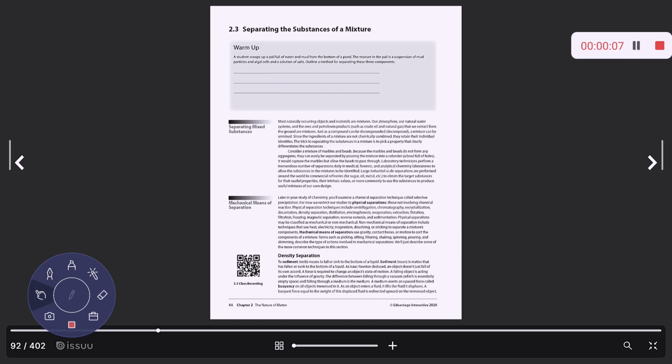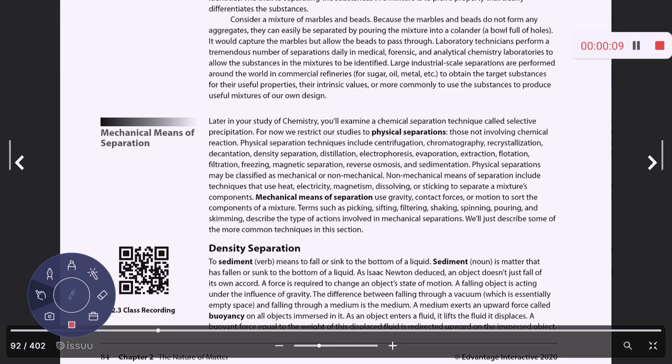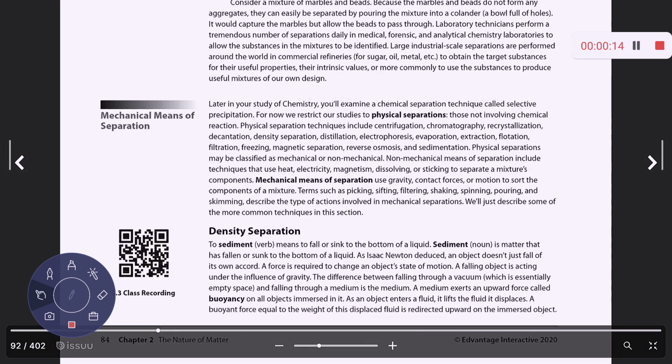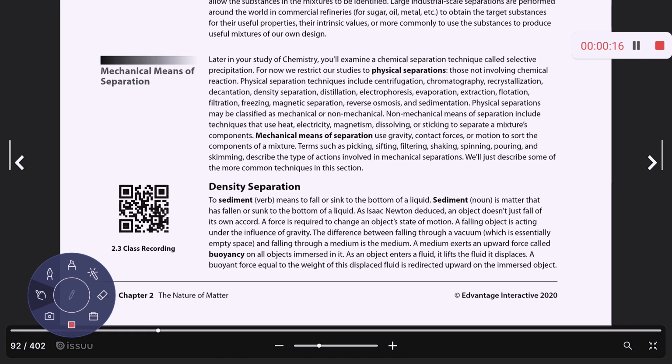Okay, so let's take a look at section 2.3. What we're going to do today is talk about separating mixtures, and we're actually going to separate a couple of mixtures in a couple of labs after this. So let's start by talking about physical separations.